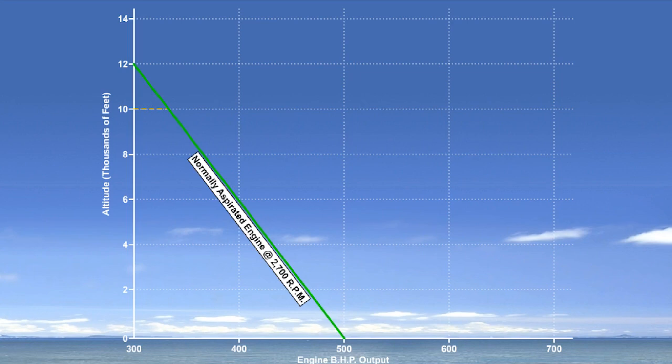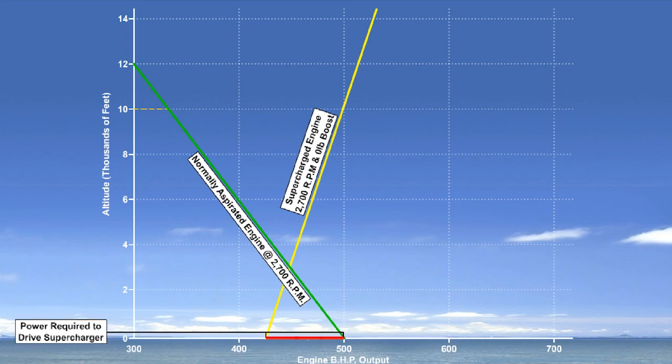As you can see from this graph, the power developed by the normally aspirated engine is at a maximum at sea level, and progressively decreases as altitude is increased. The power developed by an otherwise identical but supercharged engine at the same RPM and manifold pressure is less than that of the normally aspirated engine at sea level. This power loss represents the power required to drive the supercharger.